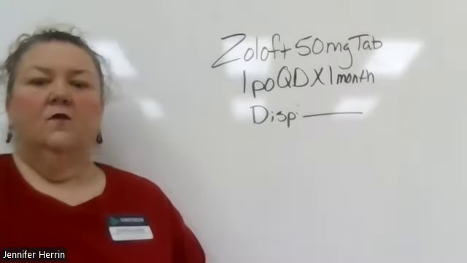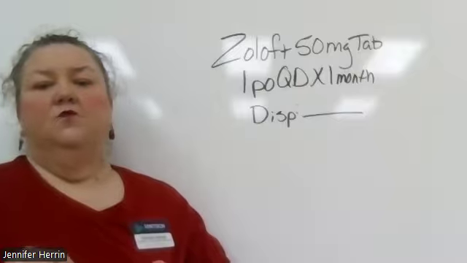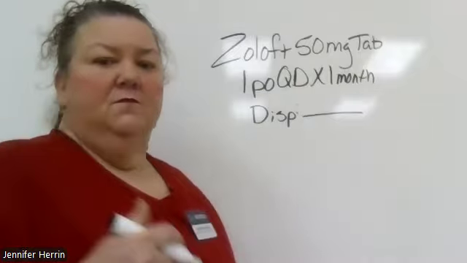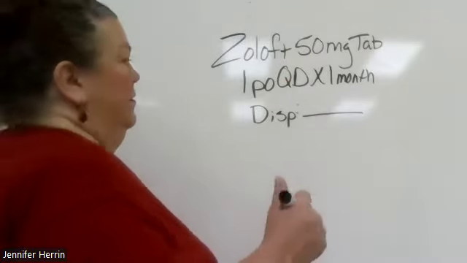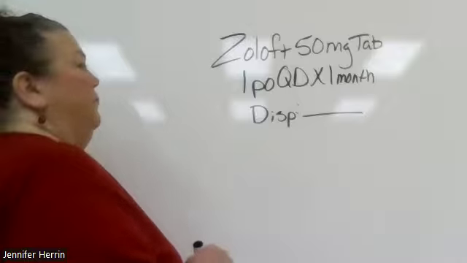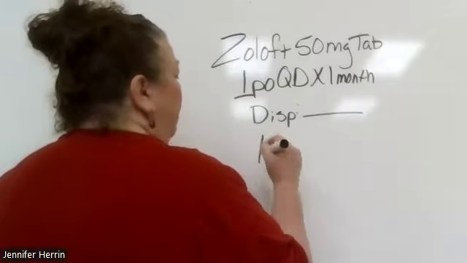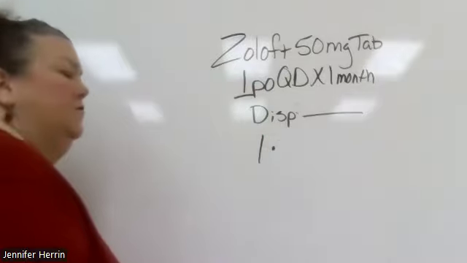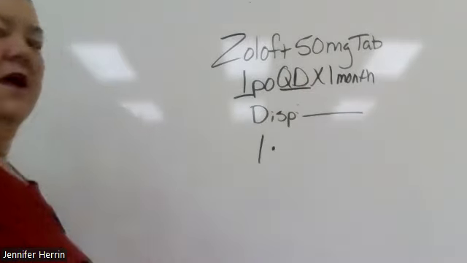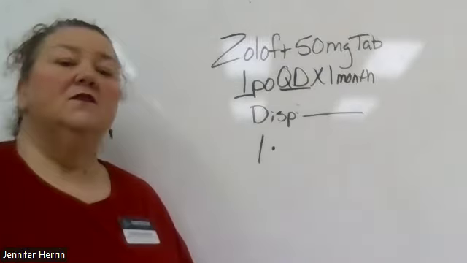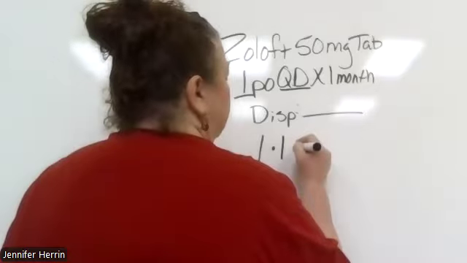All right, if I wanted to calculate the quantity of this order, I have Zoloft 50 milligram tab, 1 PO QD times 1 month. So what is my frequency here? I'm sorry, what is my dose? The amount of medication to be taken at one single time. My dose is going to be 1. Now, what is my frequency? How often is this dose to be given? QD, which means every day. It's understood to just be once within a 24-hour day. So that is going to be 1 for our frequency.